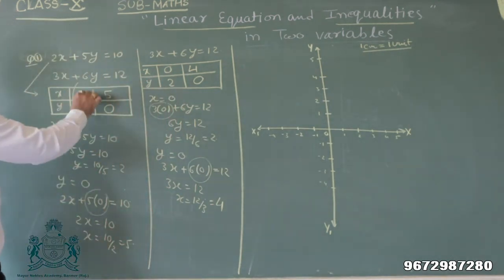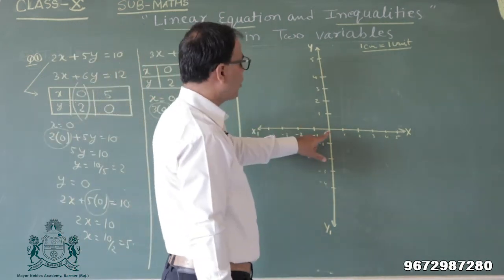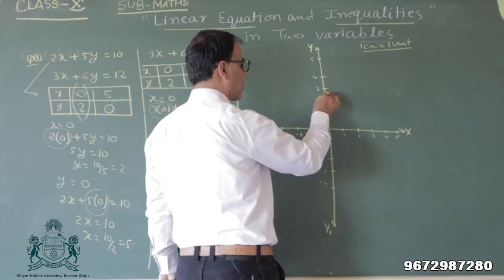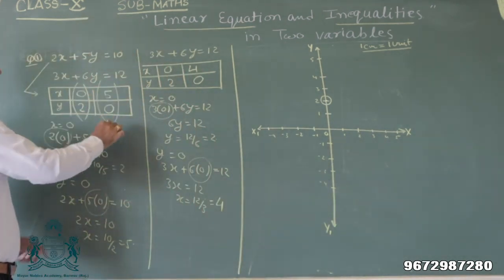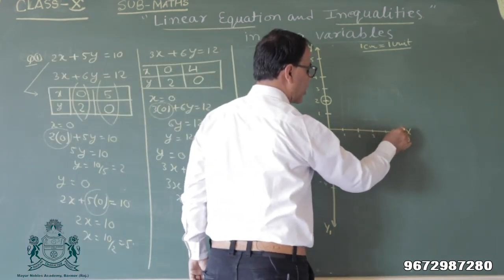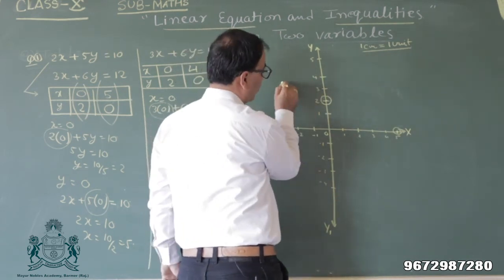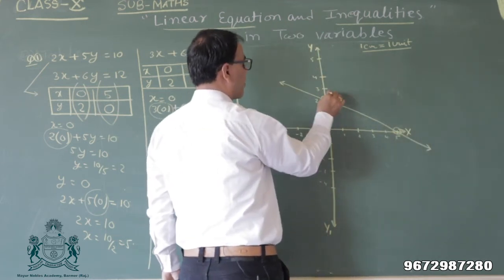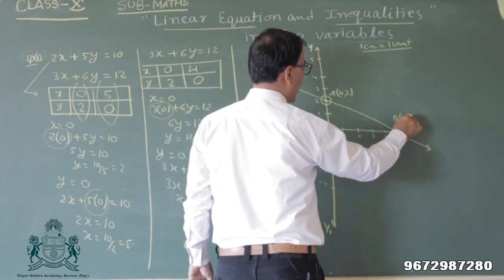First point, 0 and 2. X equal to 0, y equal to 2. Y equal to plus 2, therefore y axis upper direction, plus 2 equal to this number. Second point, 5 and 0. X equal to 5, y equal to 0. X equal to 5, x axis positive direction. Join A and B. Coordinate of A 0, 2. Coordinate of B 5 and 0.